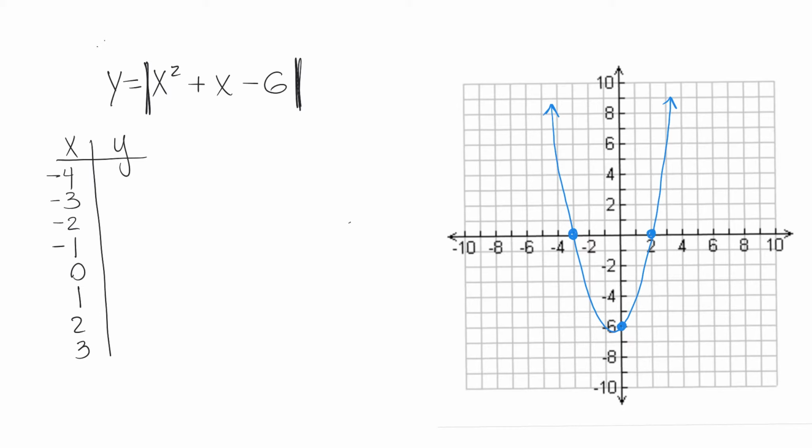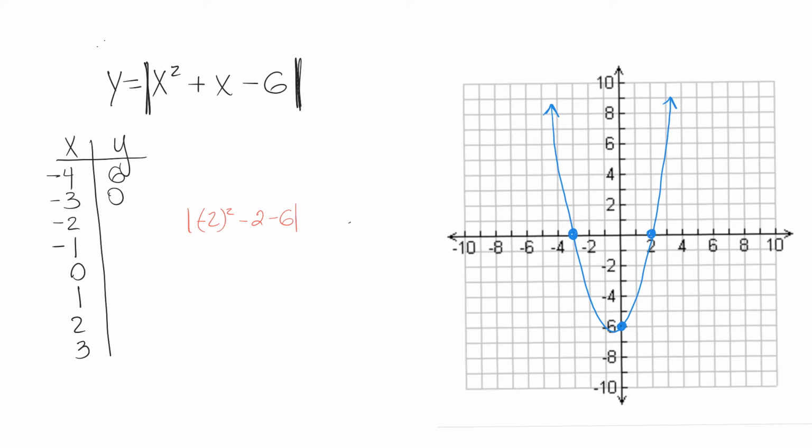Okay, so when we go plug these in, we have to remember to take the absolute value. So I'm going to say negative 4 squared is 16, minus 4 is 12, minus 6 is 6. Easy enough. Negative 3 squared is 9, minus 3 is 6, minus 6 is 0. That makes sense, so it's still an x-intercept. Negative 2. So I'm going to plug in my negative 2, and it's going to say negative 2 squared minus 2 minus 6, and it's the absolute value.